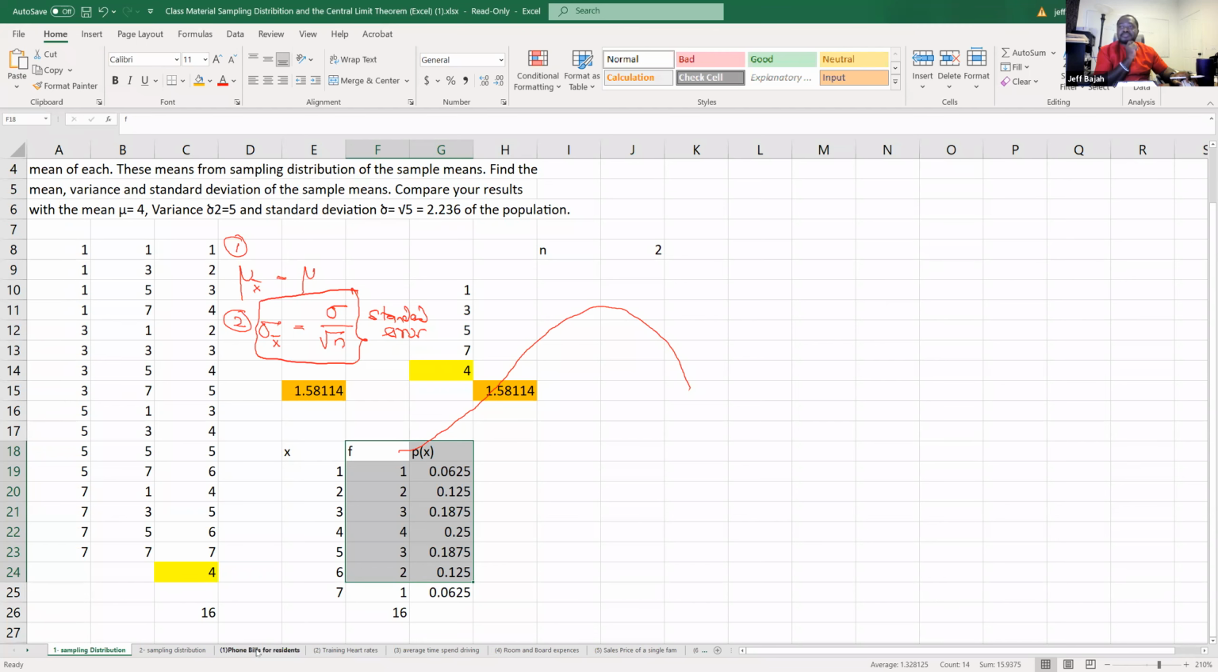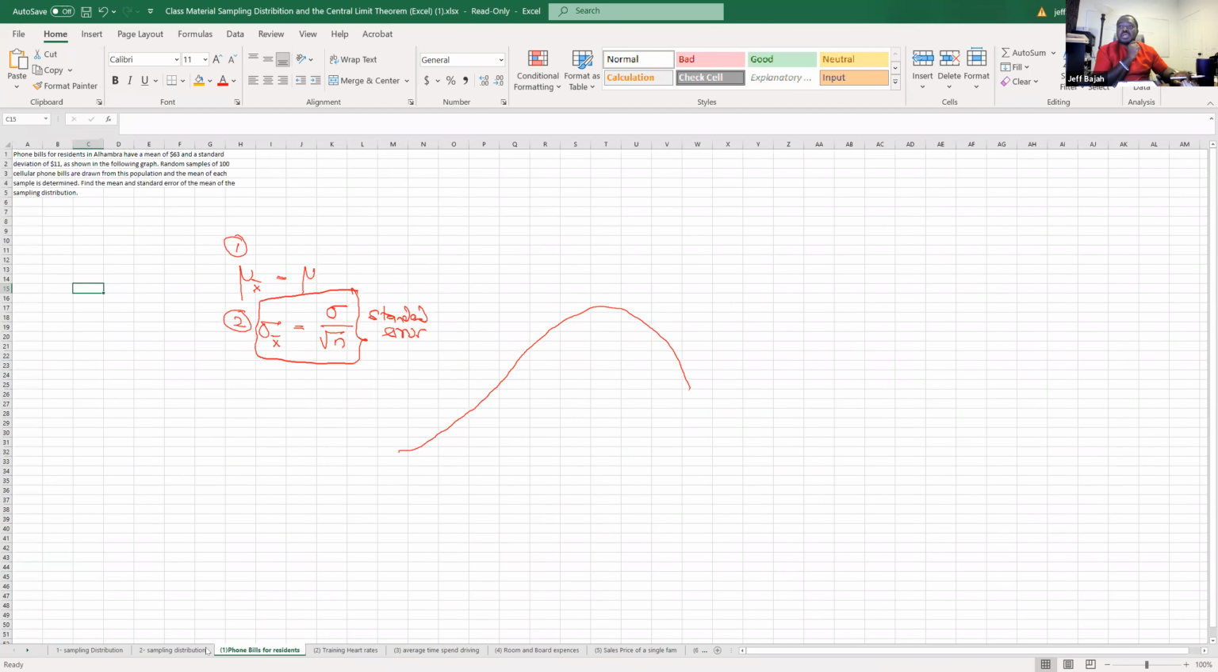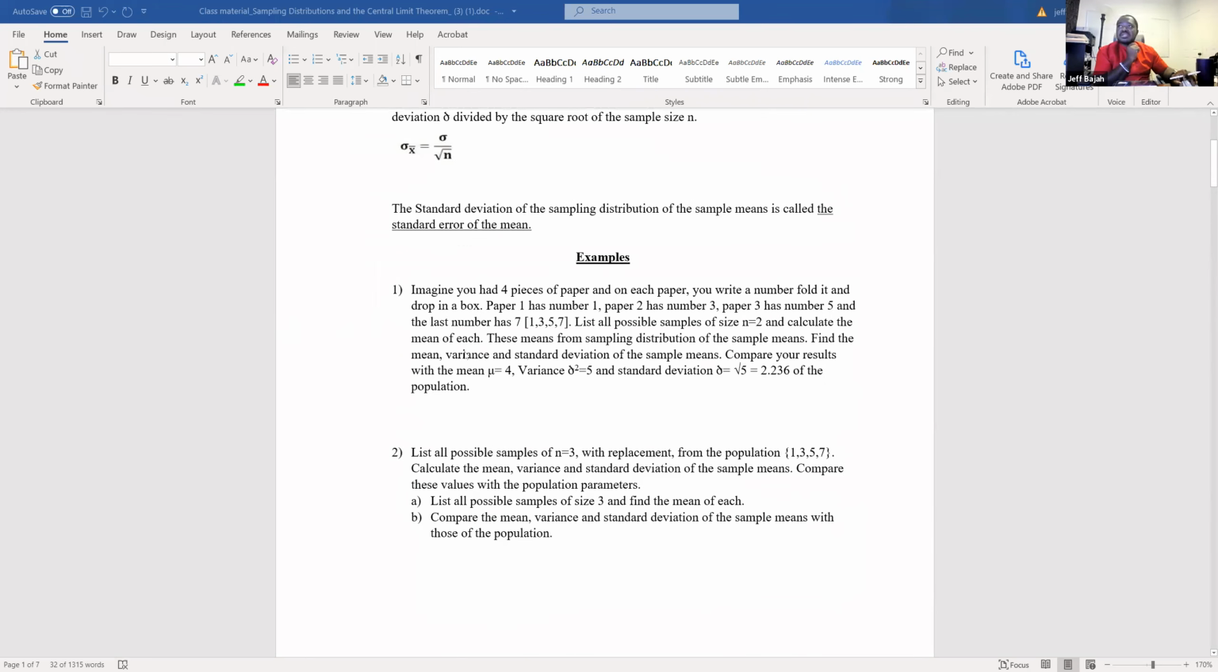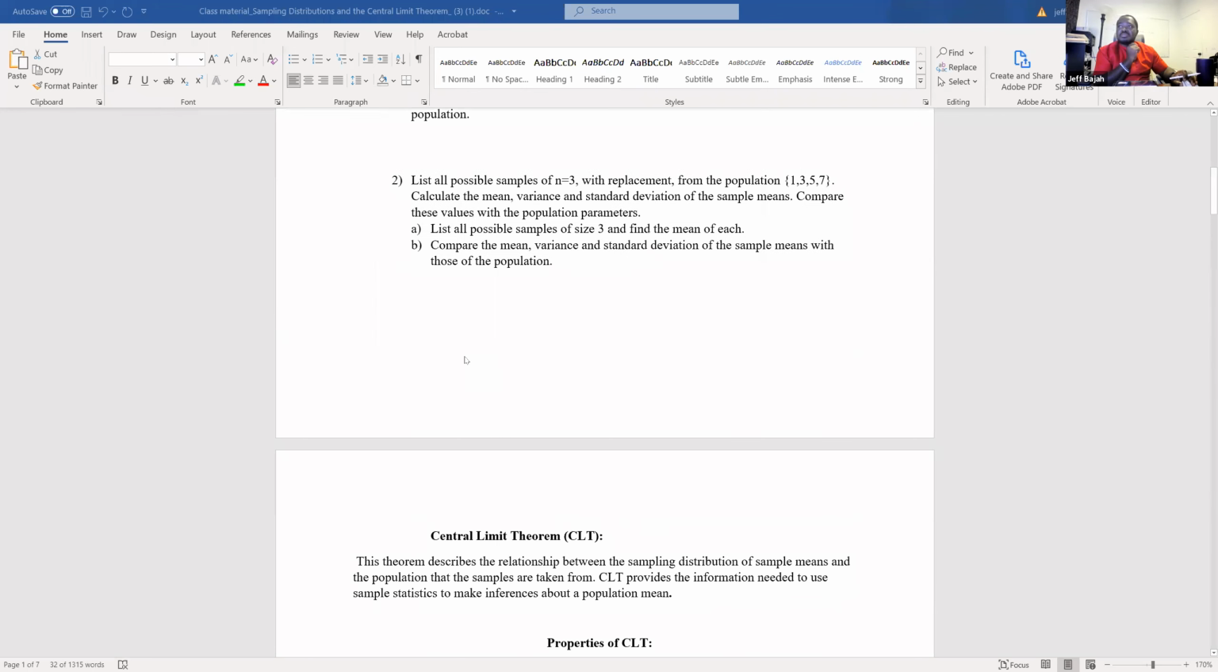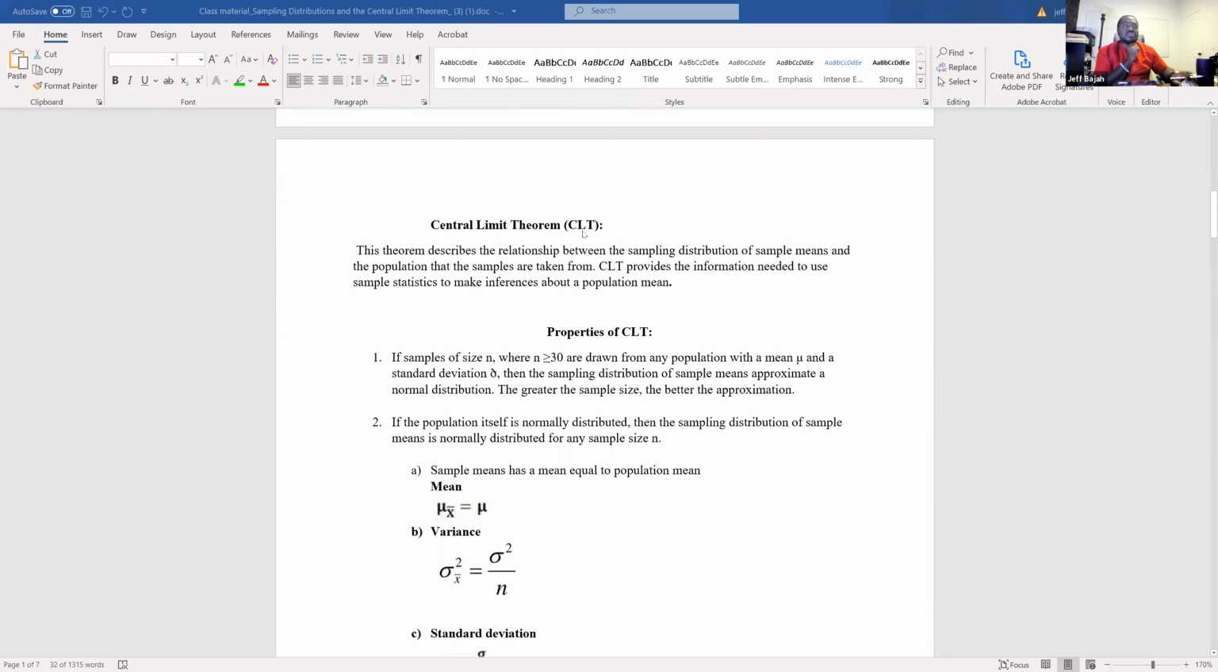All right. So now that we did that, let's move on to the next area. The next thing we're going to do now is to look at central limit theorem, CLT. I always like to say BLT every time I see it. So what is central limit theorem?